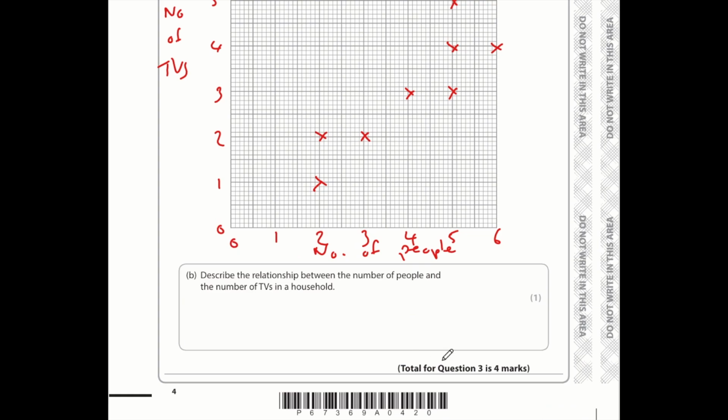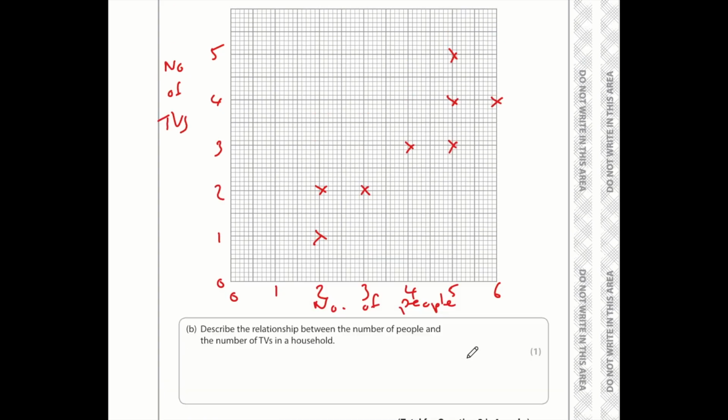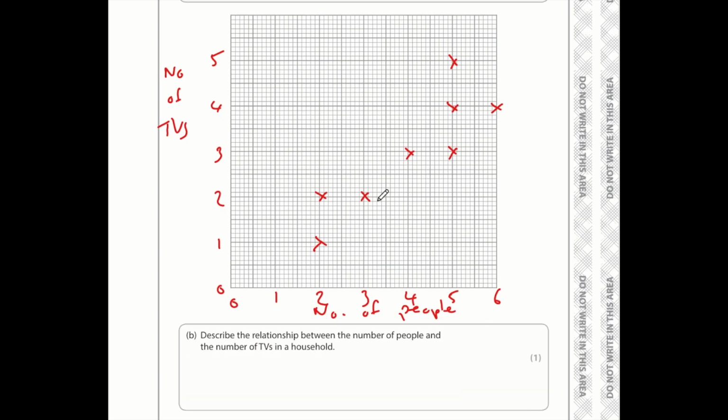Describe the relationship between the number of people and the number of TVs in a household. I would be looking here for some kind of correlation. If you were to draw in a line of best fit, well, first of all, is it possible? Can you draw a line that cuts through the middle of the data, more or less keeping the same number of dots above and below the line, so that the dots are as close as possible to the line? Well, yes, you can. You could probably draw a line something like that. Because this line goes upwards, we can see there is positive correlation. If the line was going down, it would be negative correlation.